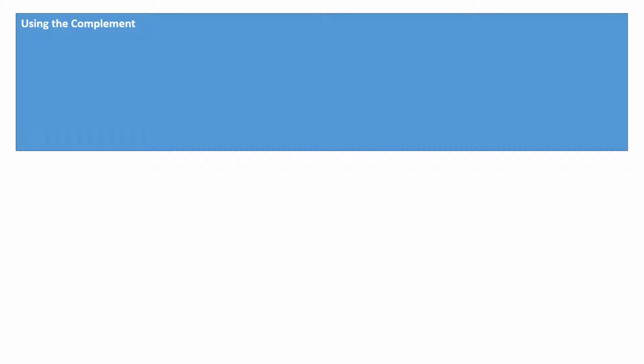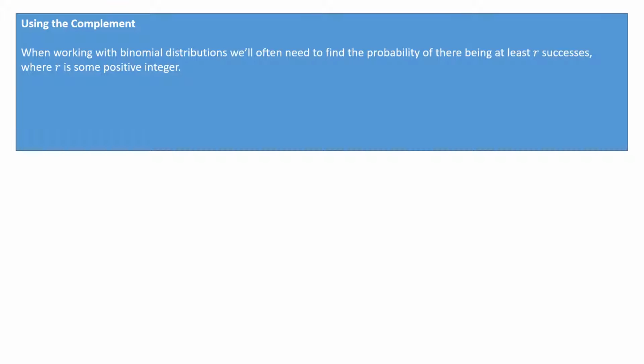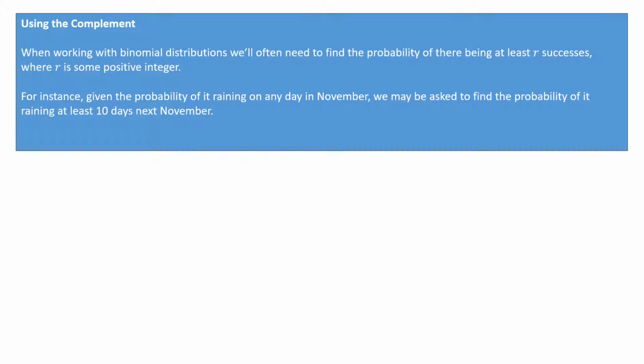When working with binomial distributions, we'll often need to use the complement, and in particular the complement formula that we'll learn in this video. The idea is we'll frequently need to find the probability of there being at least r successes in some experiment, where r is some positive integer. For instance, let's say we're given the probability of it raining on any one day in November. We may be asked to find the probability of it raining for at least 10 days next November. Some key terms to pick up on here are the terms at least and also more than.